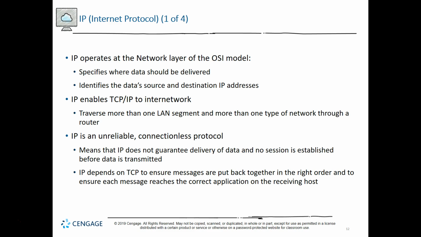Couple of things. It's unreliable. In other words, it isn't connection orientated. It relies on TCP inside of it to make sure that the data gets sent correctly. So IP depends on TCP if it needs to be connection orientated.